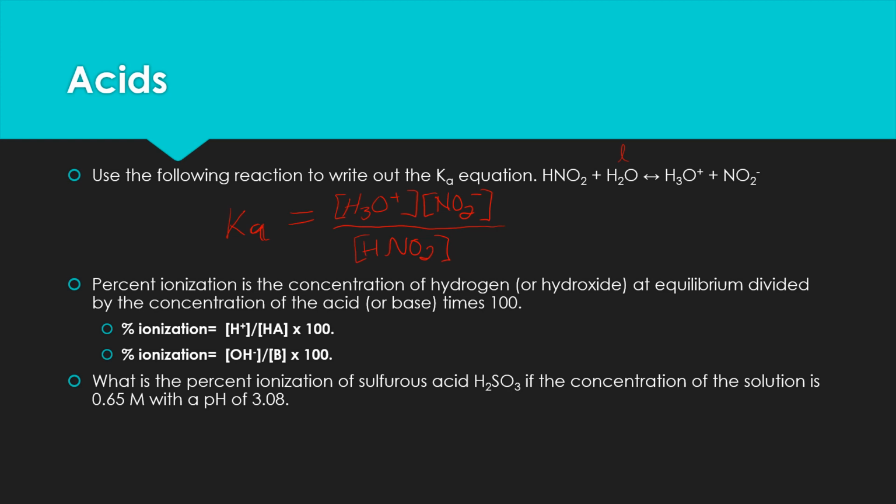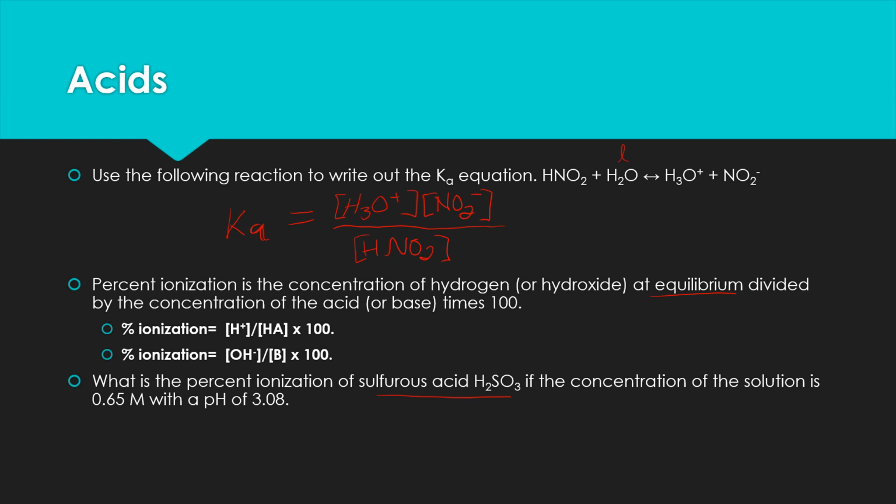We have a similar one written on your equation sheet and reminds you the setup for an acid. It says percent ionization, this is a concept that comes up once in a while, is the concentration of hydrogen or hydroxide if it's a base at equilibrium divided by the concentration of the acid or base in general times 100. So if we want to know what percentage of this acid is actually ionizing, we can use the concentration of our hydrogen or hydroxide and the concentration of the whole solution, right? The part out of the whole thing. So here's an example. What is the percent ionization of sulfurous acid, H2SO3?